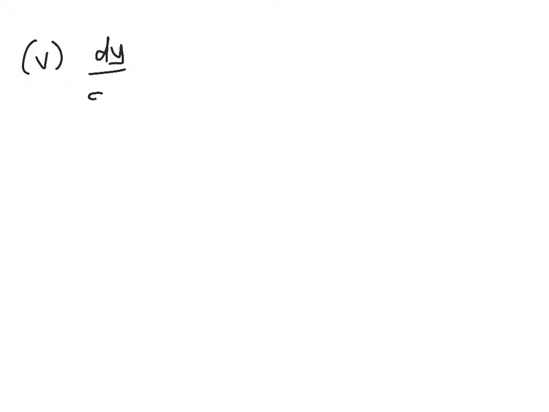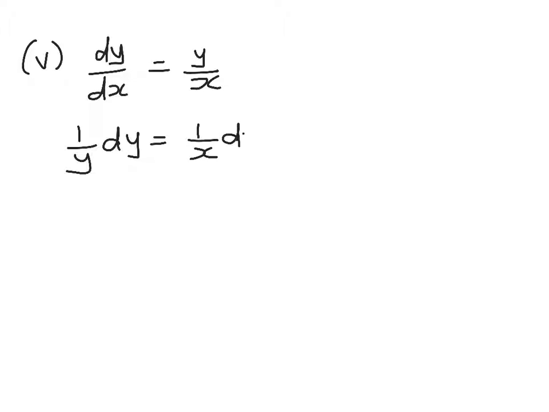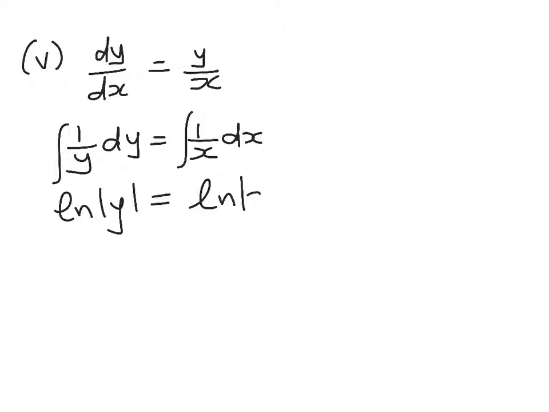So dy by dx is equal to y over x. I've picked this one because the pattern with the constant is a bit different again. We have 1 over y dy is equal to 1 over x dx, and we integrate both sides, giving me this. The natural log of the absolute value of y is equal to the natural log of x plus c. So that's how we do it if we were just starting out.